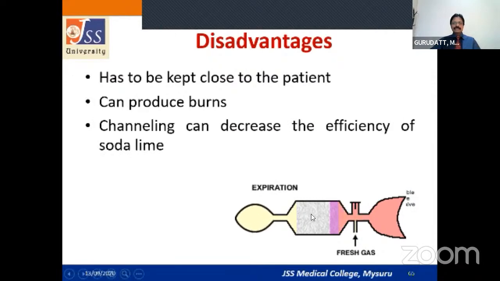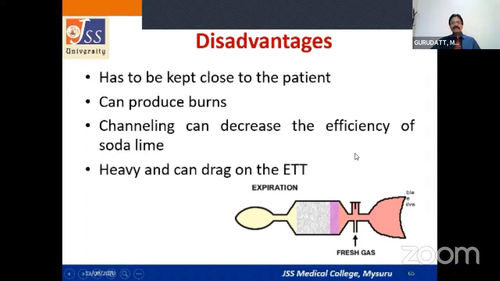What happens is, since it is to be kept horizontal, because of gravity the soda lime will start coming down, and there can be a lot of space above the soda lime, and the gases can directly go bypassing the soda lime, and a lot of rebreathing can occur. And the other thing is it is quite heavy and can drag on the endotracheal tube.